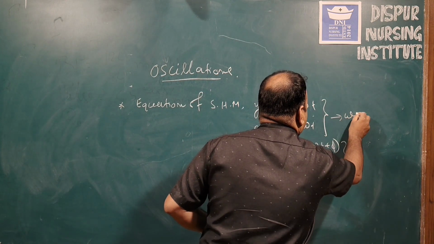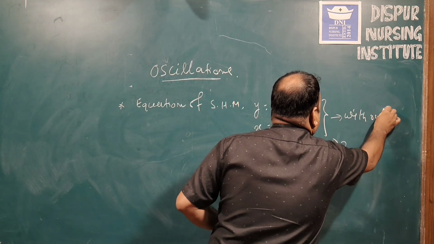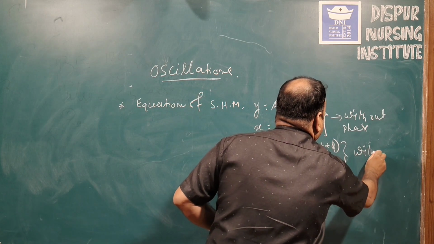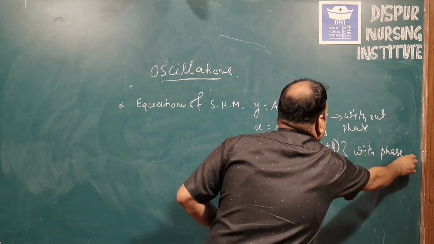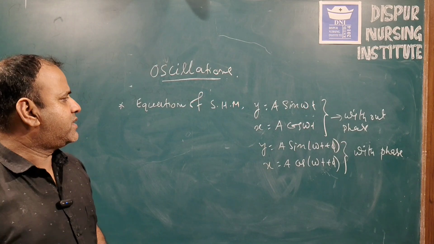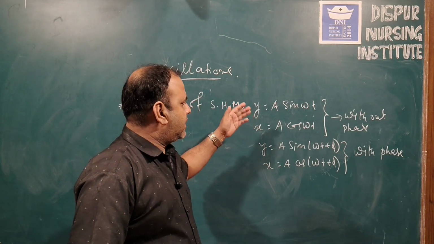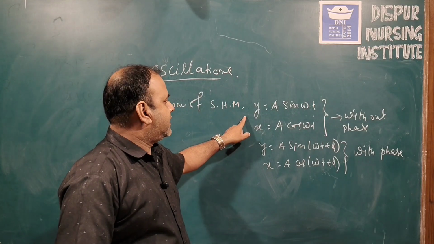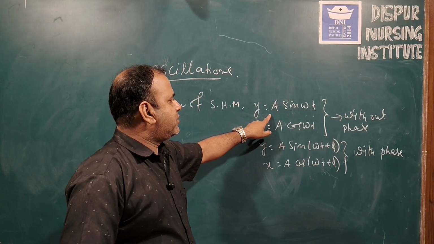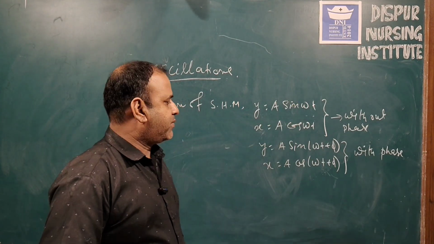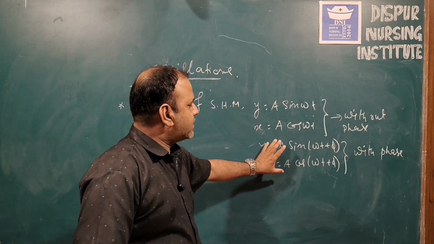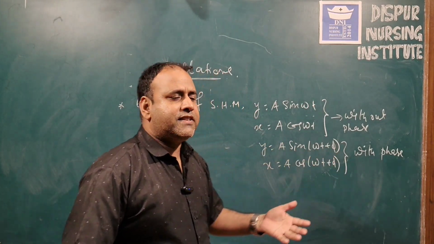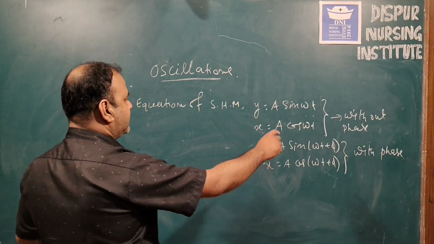The first pair is called without phase, and the second pair is with phase. So dear students, always remember that numericals may be given related to these equations. Remember that y is the displacement, a is the amplitude, and omega is the angular frequency. Here phi is the phase angle.